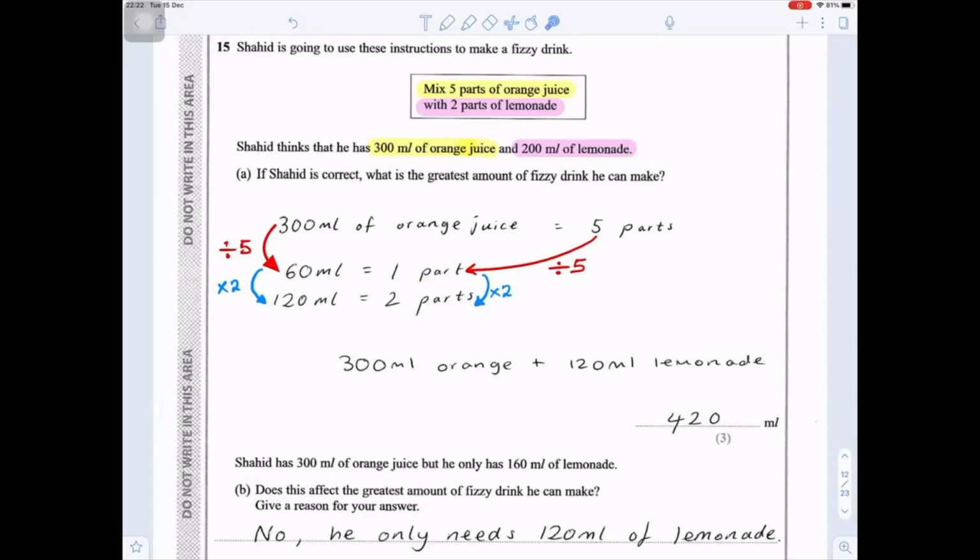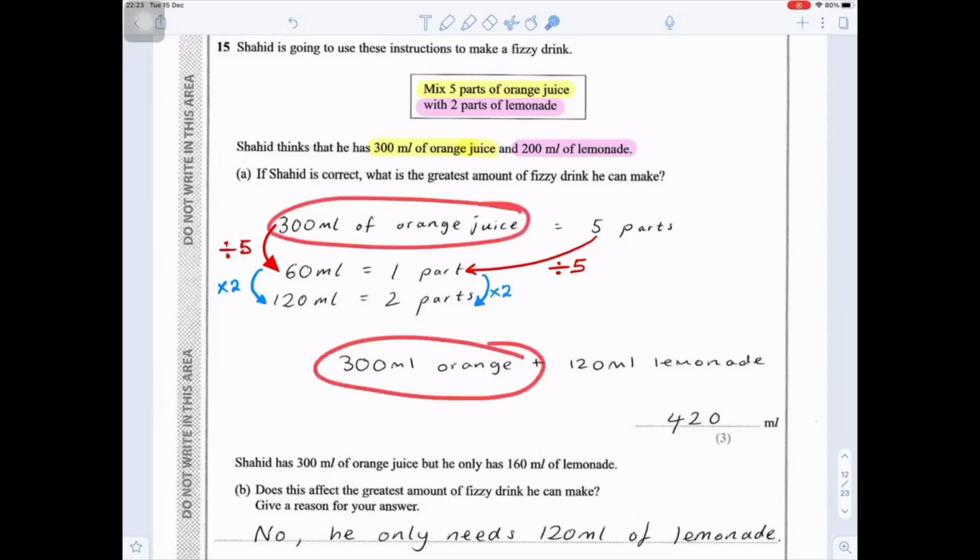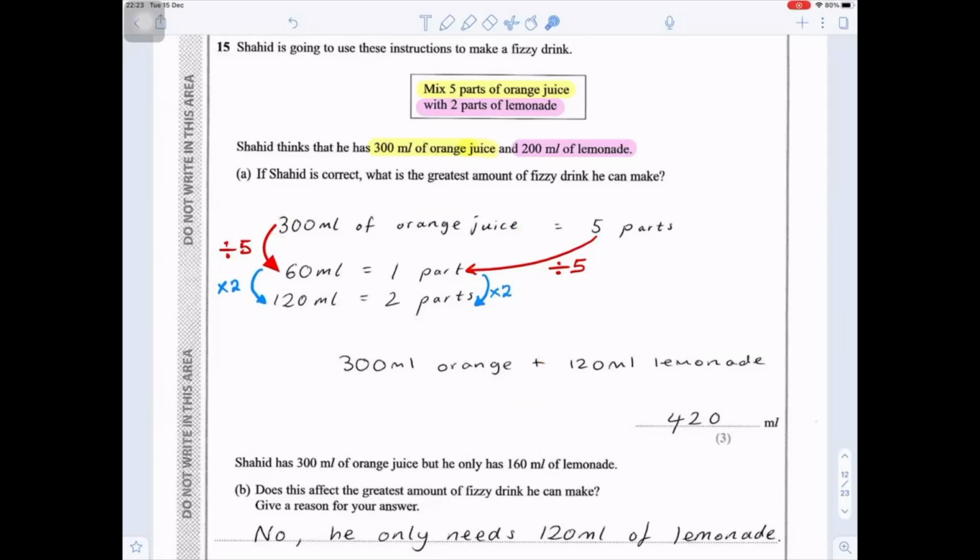So to get 2 parts, 60 times 2 is 120. And 1 times 2 is 2. So 120 milliliters is 2 parts. So we add the 300 milliliters of the orange juice, if they use all of it, plus the 120 milliliters for the 2 parts. So that gives us 420 milliliters.